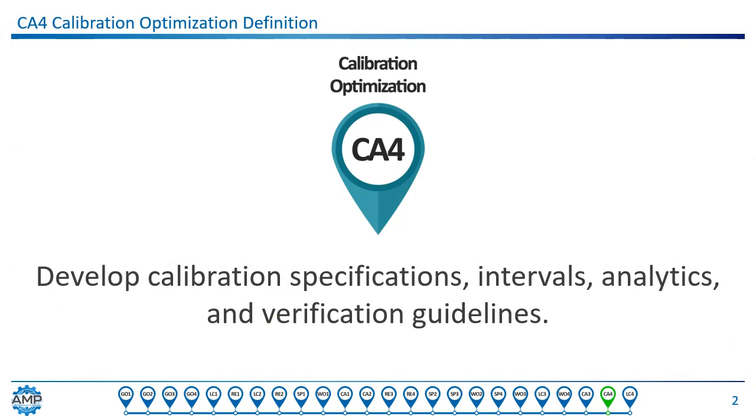Calibration Optimization serves to develop calibration specifications, calibration intervals, advanced analytics, and verification guidelines. Calibration optimization is about executing and improving calibration by creating rules for calibration accuracy, intervals, proactive performance diagnosis, and defining the circumstances that require calibration outside of normal intervals.